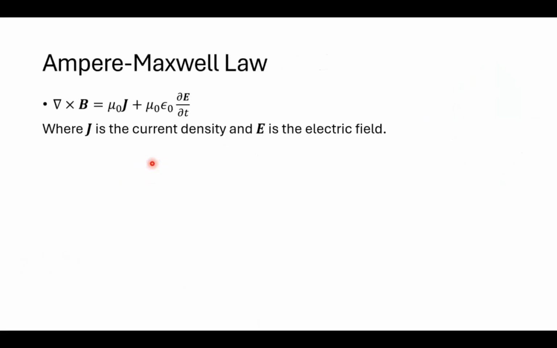The next law we are going to use is Ampere-Maxwell's law. It says the curl of the magnetic field is equal to the permeability of free space times the current density J, plus this term, which involves a time derivative of the electric field multiplied by the permittivity of free space. This term is also called the displacement current, and is Maxwell's contribution to this law.